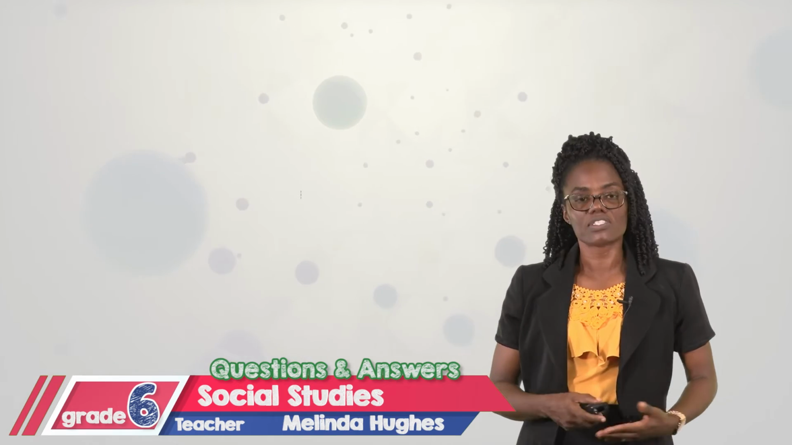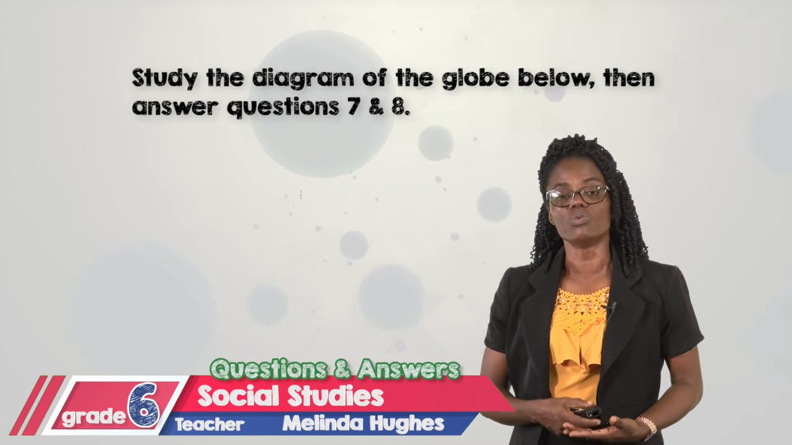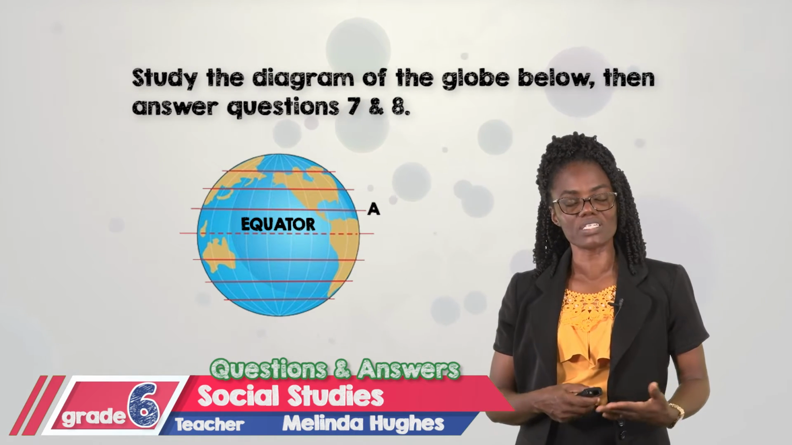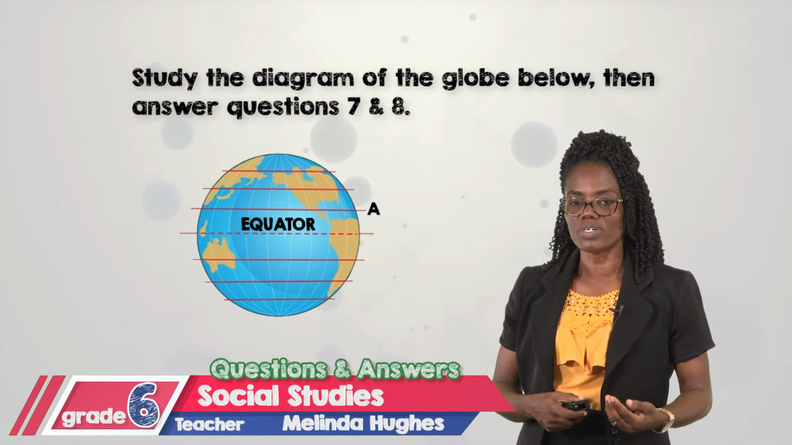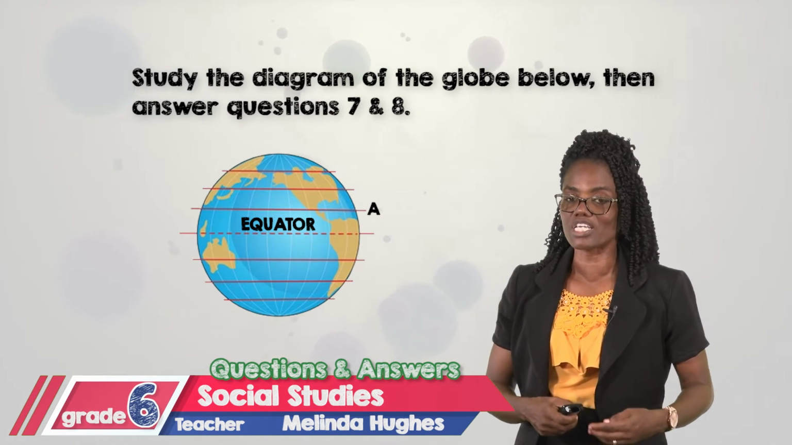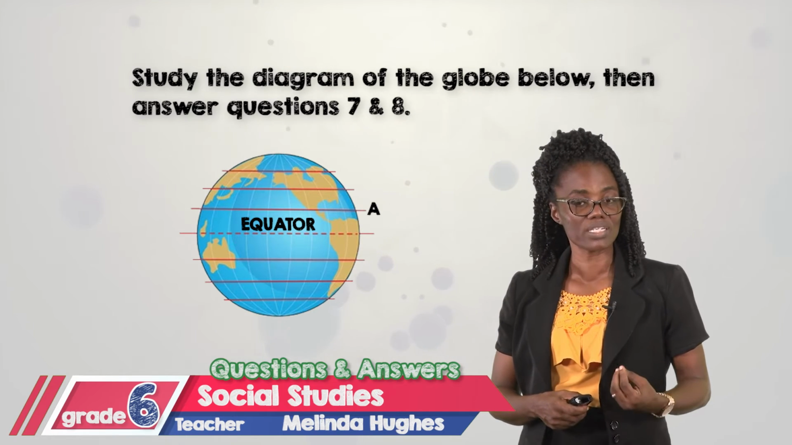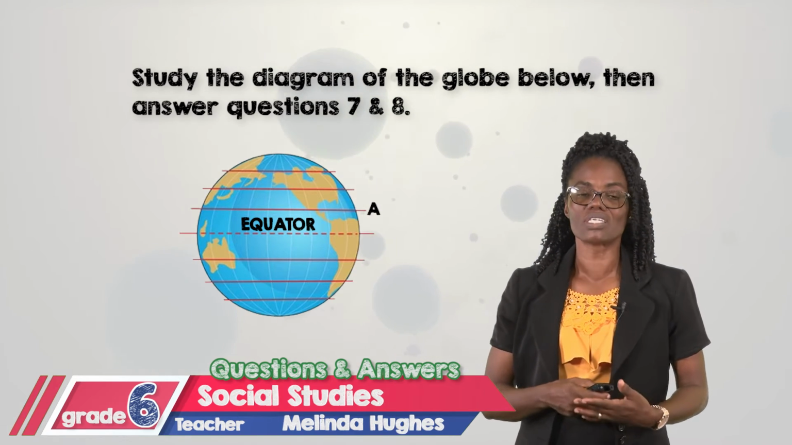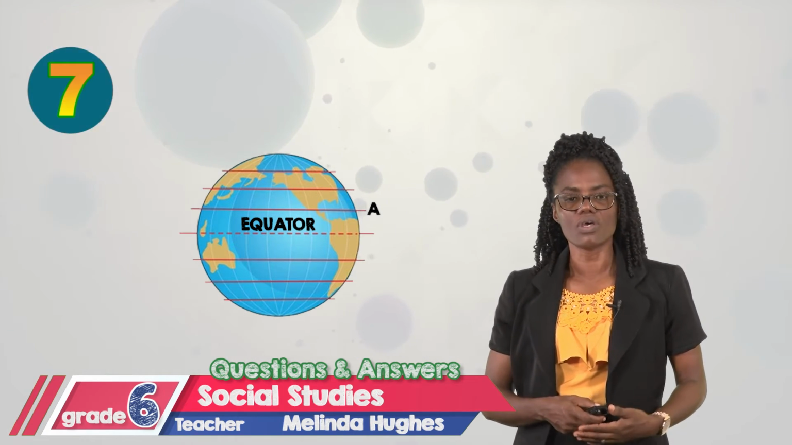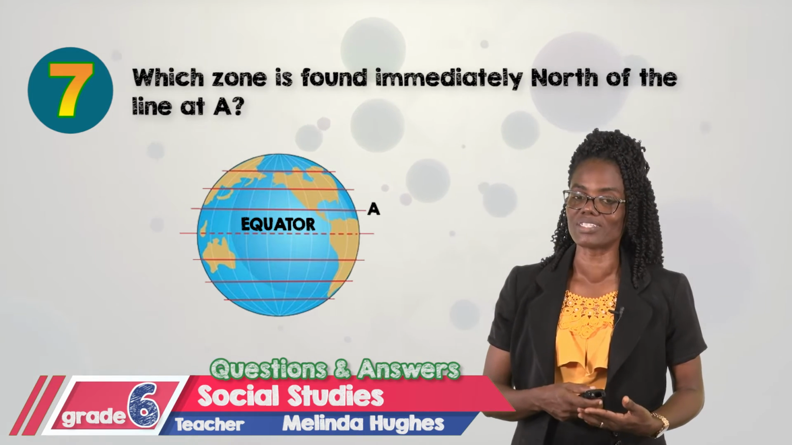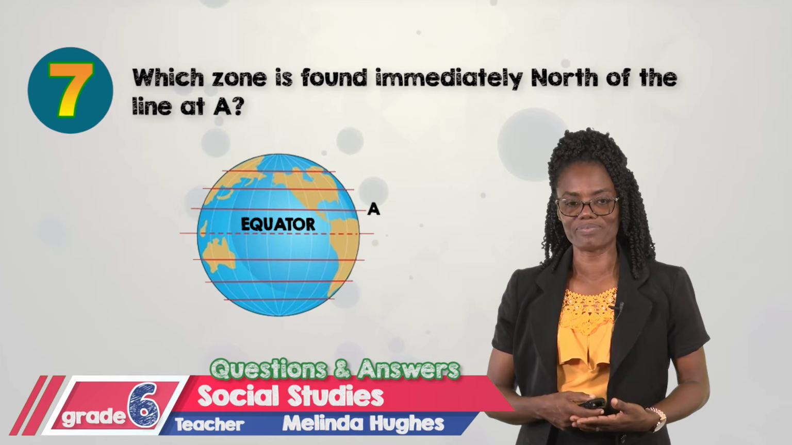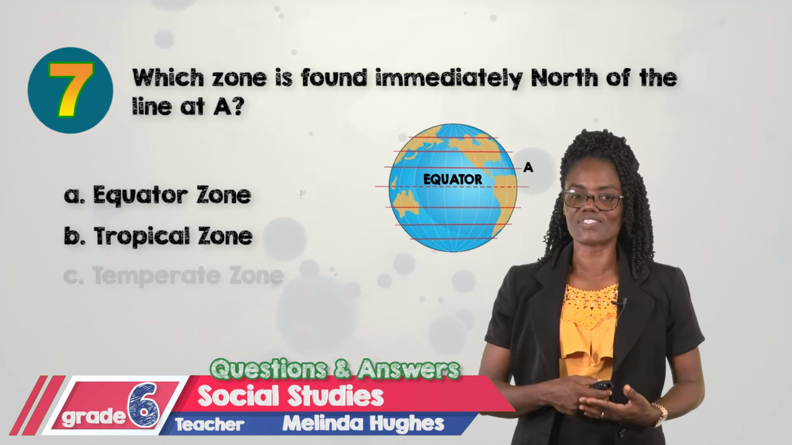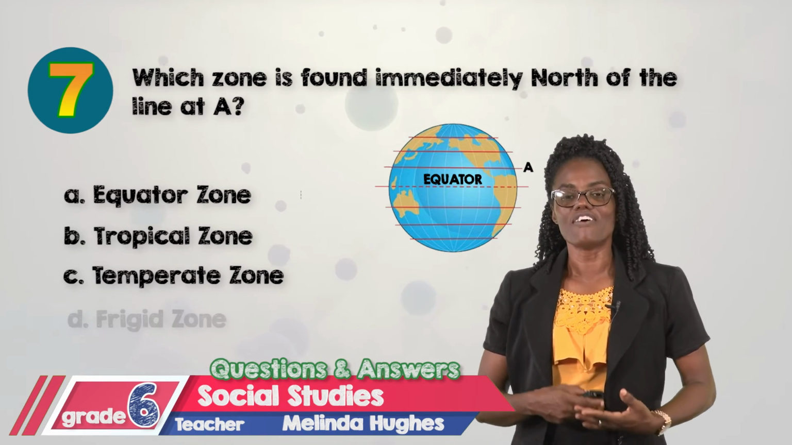Study the diagram of the globe below, then answer questions 7 and 8. So, questions 7 and 8 are based on the globe. Boys and girls, I am sure you are taking another look at it. And so as you identify the parts that are marked, you will be able to use the detail to answer the question. So question 7, which zone is found immediately north of the line at A? A, equator zone, B, tropical zone, C, temperate zone, or D, frigid zone.